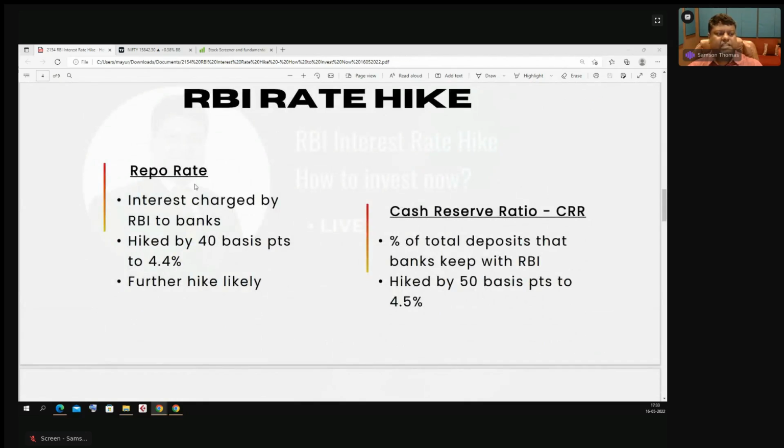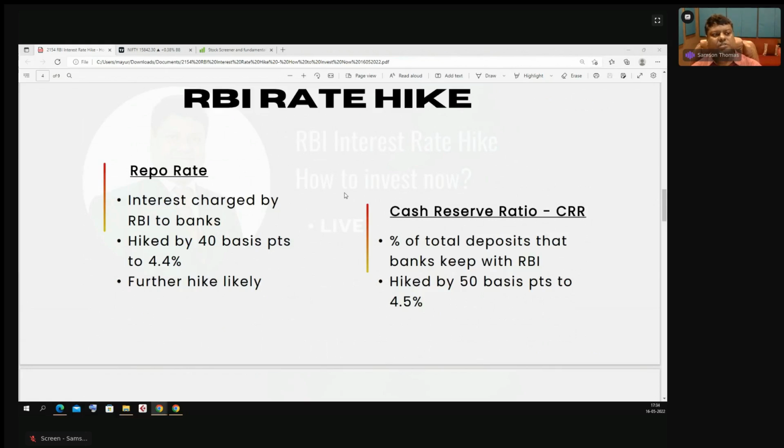The RBI has increased the repo rate. The repo rate is the interest that is charged by the RBI to the banks. When banks have some cash crunch or some kind of a liquidity problem, they approach the RBI. They borrow money from the RBI on a particular interest rate, and that rate is known as the repo rate. The banks also have to submit some kind of collateral, usually government securities, and the RBI gives them money on which they are supposed to pay interest.